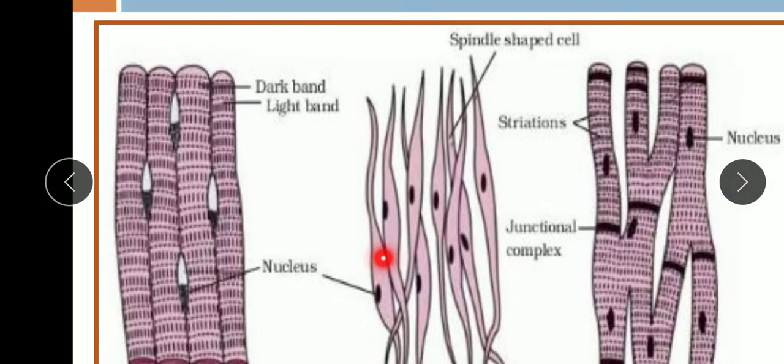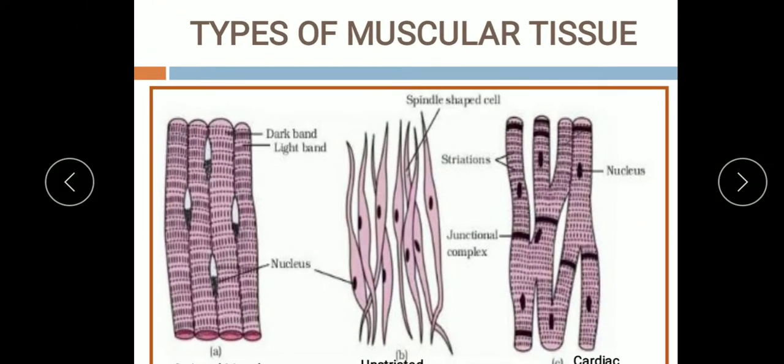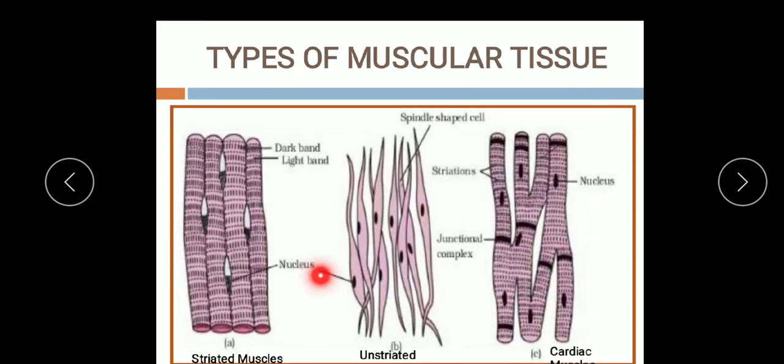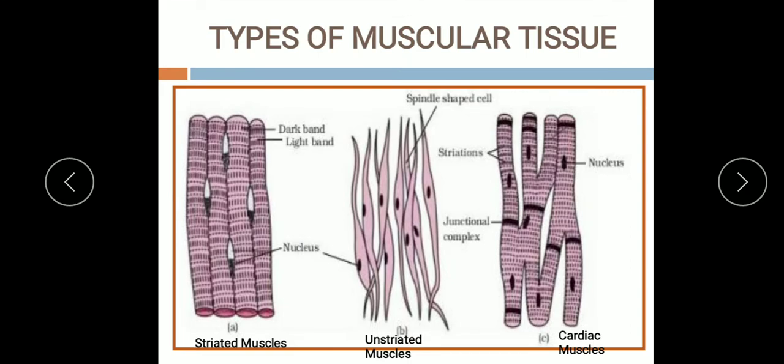And these unstriated muscles are found in our alimentary canal, that is the digestive system, whose movement is not under our control, the urinary bladder, dermis of skin, iris of the eye, and blood vessels. So all of these are made up of unstriated muscles.